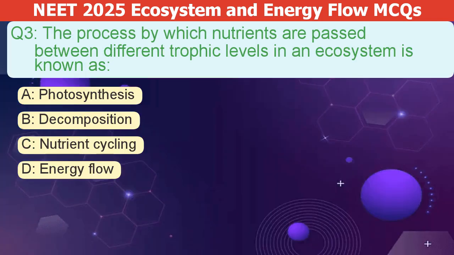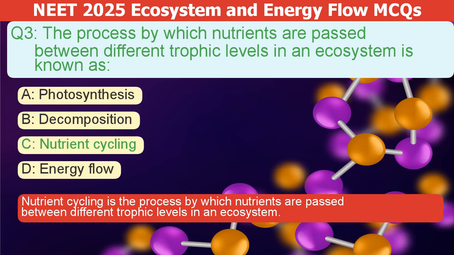The process by which nutrients are passed between different trophic levels in an ecosystem is known as A. Photosynthesis. B. Decomposition. C. Nutrient cycling. D. Energy flow. The correct answer is C. Nutrient cycling is the process by which nutrients are passed between different trophic levels in an ecosystem.